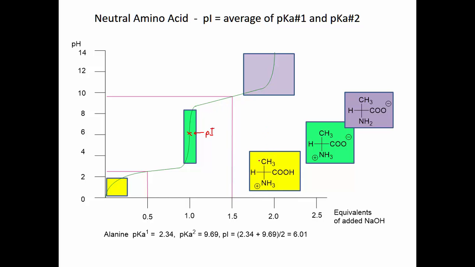I have this color code here because in this yellow area we have overwhelmingly the cationic form present. In this green area here, overwhelmingly what's present is the neutral species. At the high end of this, it's in equilibrium with the basic form. In the low end here, it's in equilibrium with the acidic form. Okay, and when the pH is really high, like in this purple or lilac region here, we have predominantly the anionic form. Okay, so this is alanine, very simple amino acid.